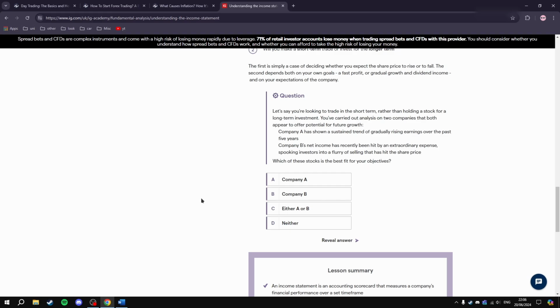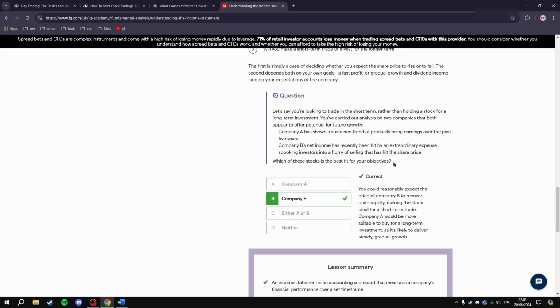Company B, isn't it? Because Company A is good for long term, because the gradually rising earnings over the past 5 years, so it's not really that quick, to be honest. Whereas Company B is pretty recent, isn't it? It's not like a long-term thing, it's a really short term. So if you're trying to trade in the short term, go short on Company B.